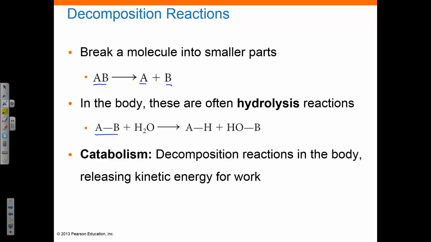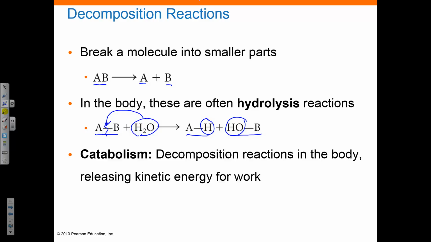We will add water to AB, and that water will be added across the bond between them as that bond breaks. The result is two smaller fragments, AH and HOB, A containing the hydrogen from the water, and B bonded now to the OH from the water. So we see how water is added across that bond, breaking the bond, resulting in two smaller products.